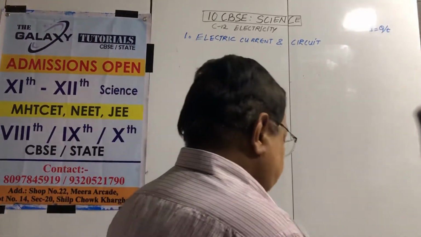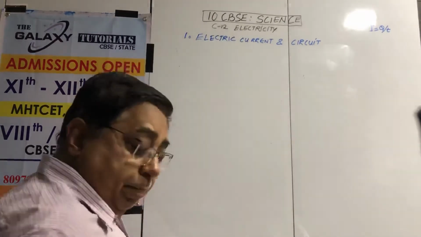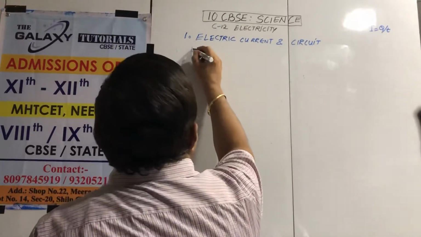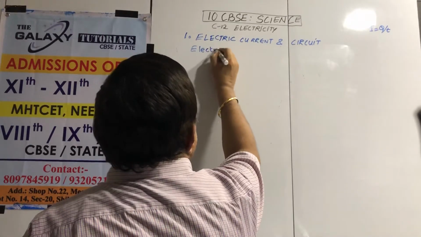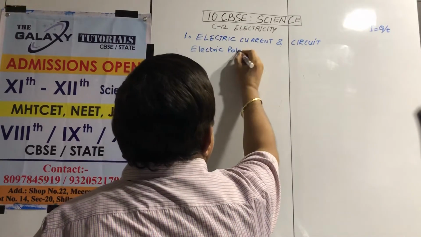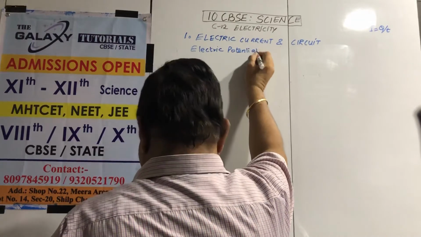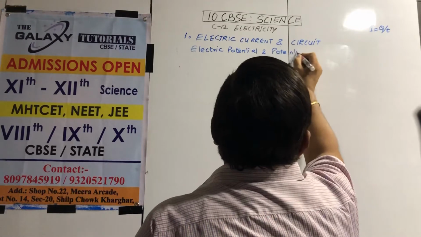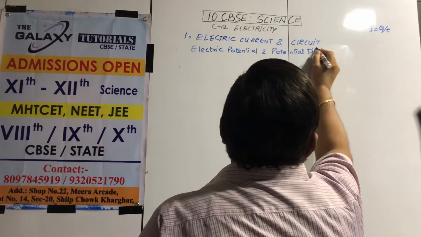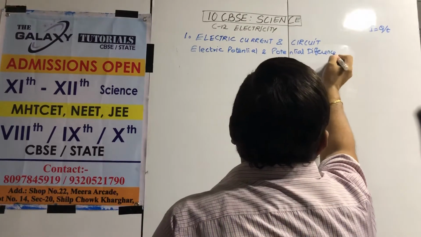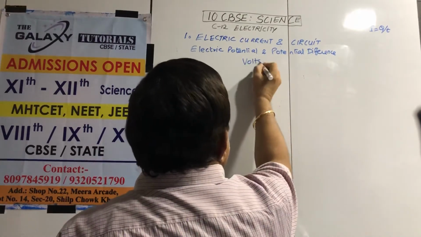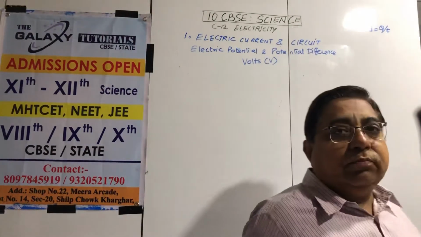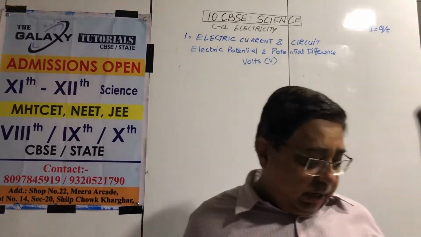In physics, we don't say pressure, because pressure is normally associated with mechanical devices. It is called electric potential and potential difference. We have already seen that we measure this in volts, and the unit is V. Volta was the scientist.